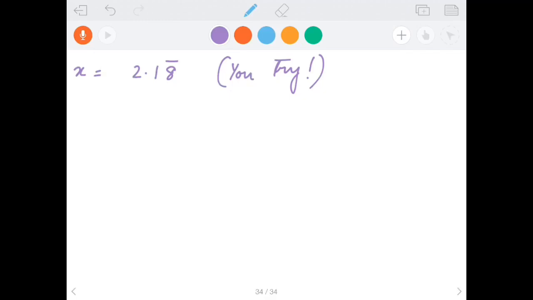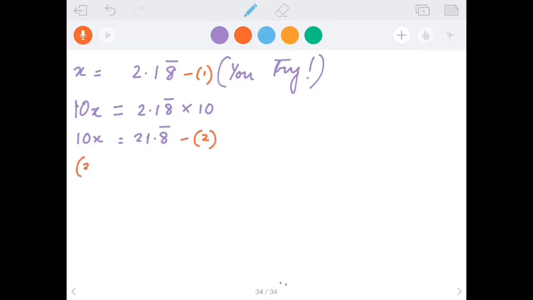I hope you were able to do it. Let's begin. Since I have one number under the bar, I'm going to start directly by putting 10x. I'm going to say 10x is equal to 2.18 where the bar is only on 8, times 10, and this is going to give me 21.8 bar. I hope you got that. And now I'm going to mark my equation 1 and 2 again, and I'm going to show that little calculation on the right when I do 2 minus 1.